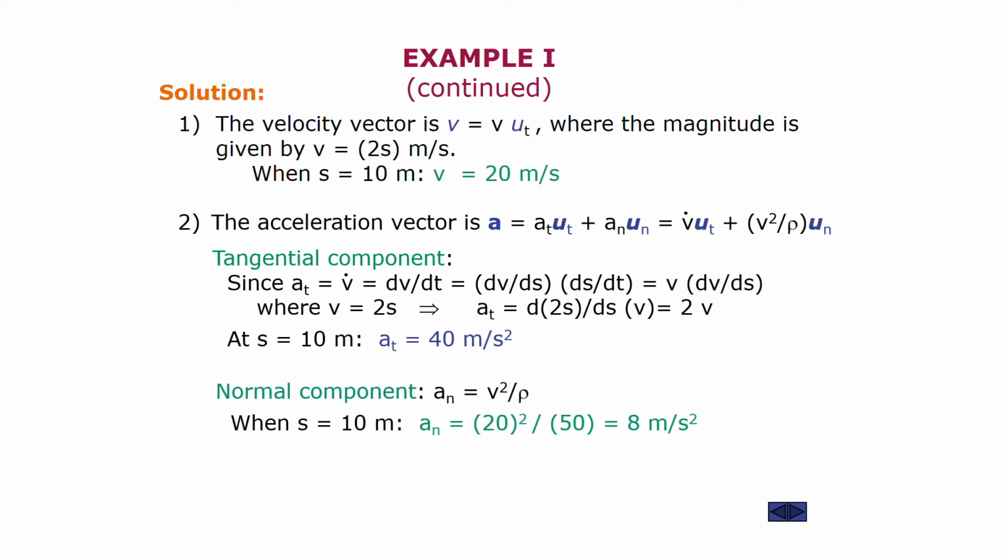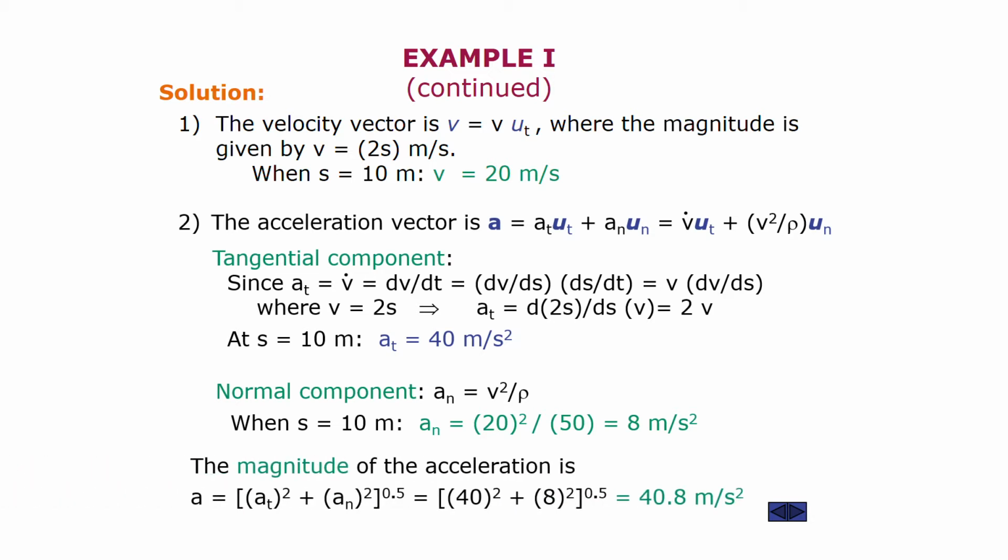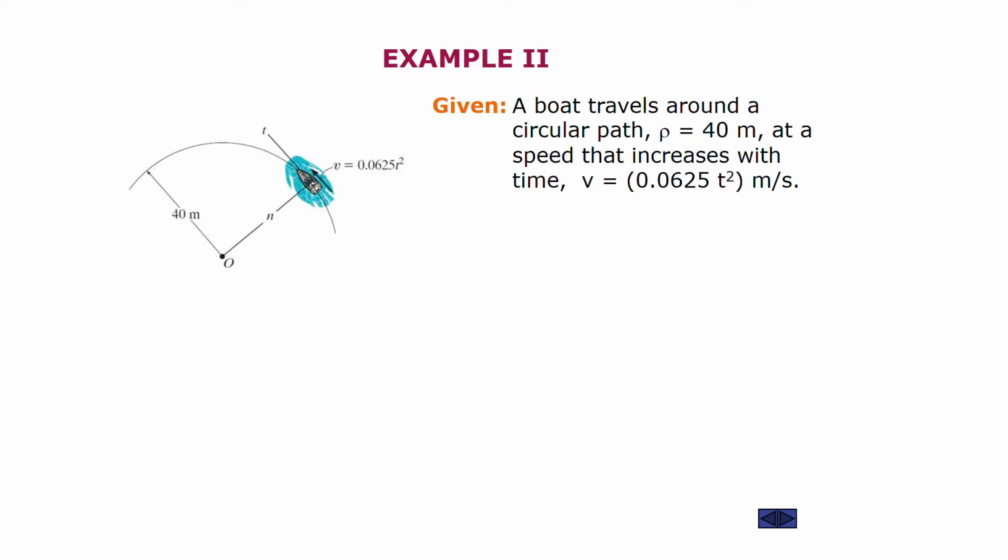So for the normal component, that is v squared over rho. And for the magnitude, you can take the square root of at squared plus an squared. So you have 40.8 meters per second squared. That's for the acceleration. Now, second example here, the boat travels around a circular path of rho equal to 40 meters.